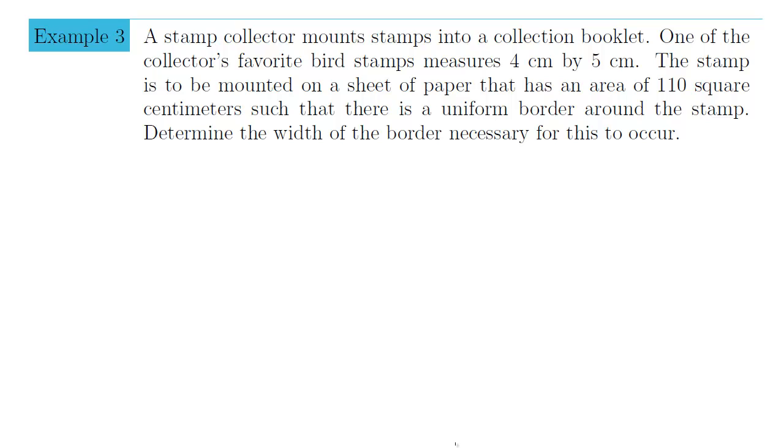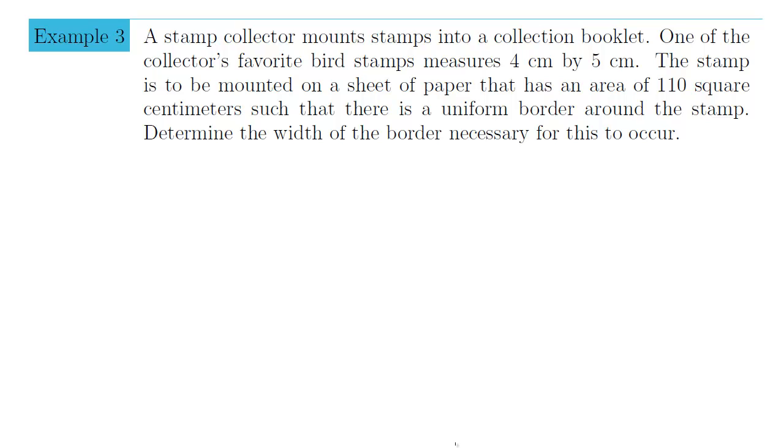A stamp collector mounts stamps into a collection booklet. One of the collector's favorite bird stamps measures 4 centimeters by 5 centimeters. The stamp is to be mounted on a sheet of paper that has an area of 110 square centimeters, such that there is a uniform border around the stamp. Determine the width of the border necessary for this to occur.